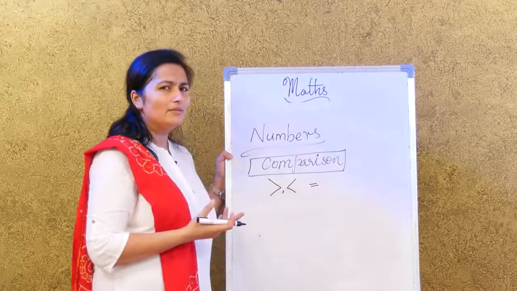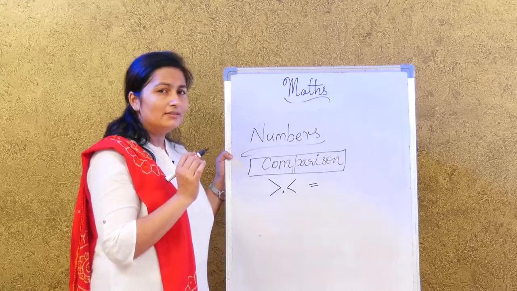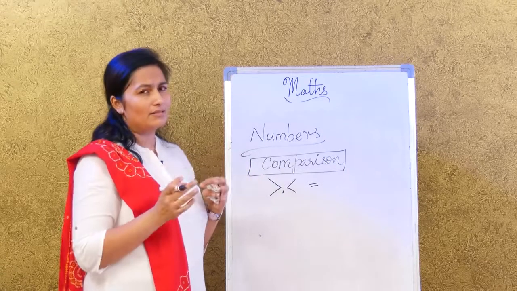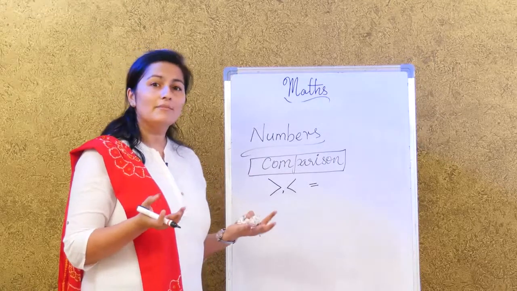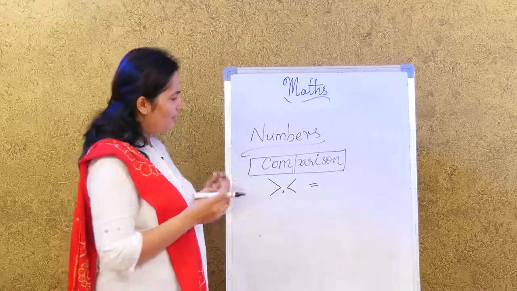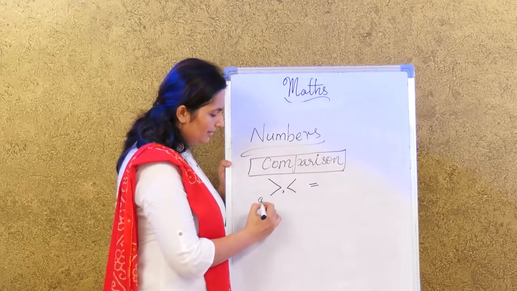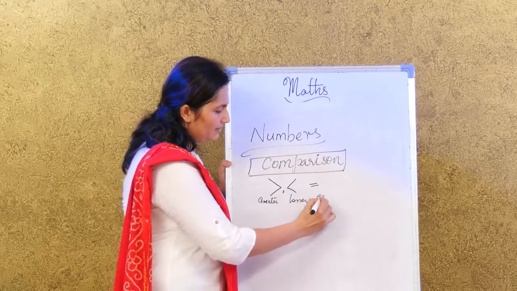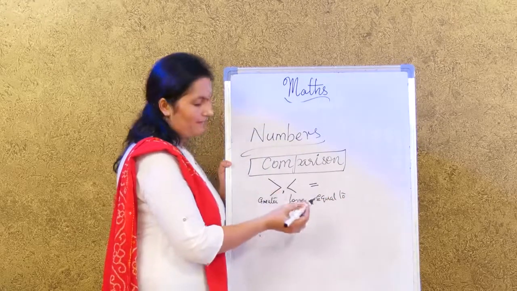Why do we need to compare numbers? Like we just mentioned an example, everything we see is different in shape or size. Some are greater, some are lesser. So even in numbers, some are greater, some are lesser and some are even equal to each other. So we are going to learn a little bit more about comparison of numbers. This is greater than, this is lesser than and this is equal to. Okay, this is what the symbols mean.